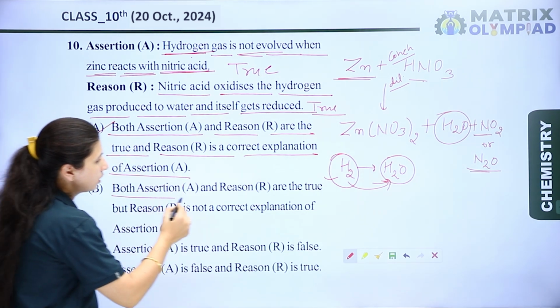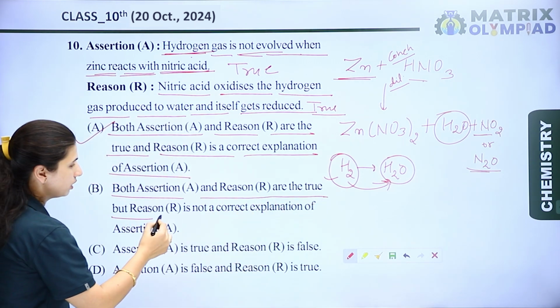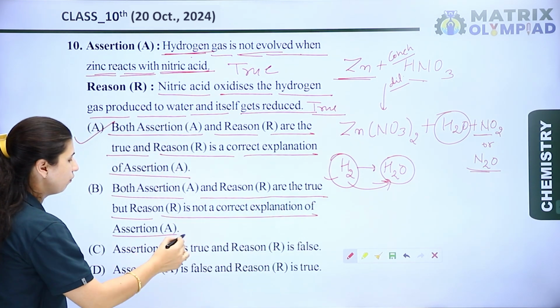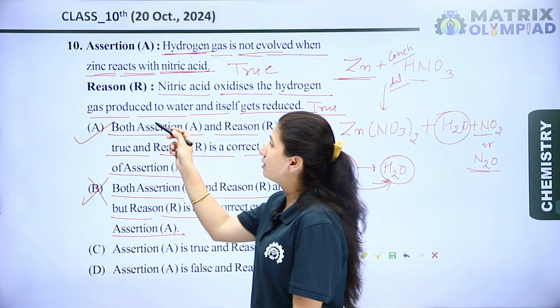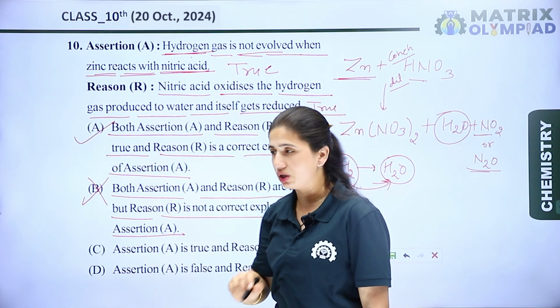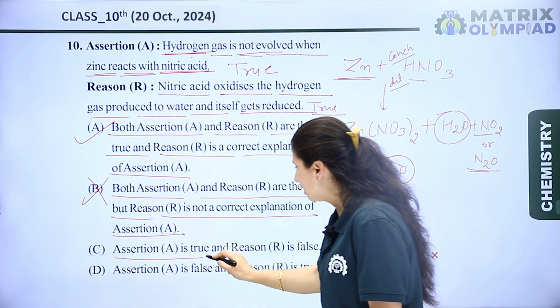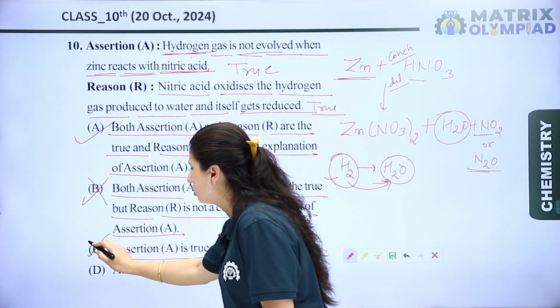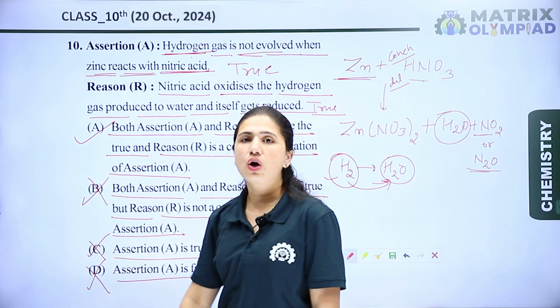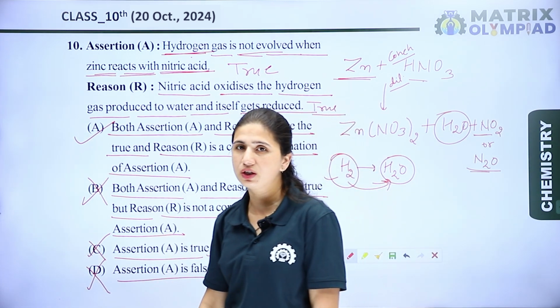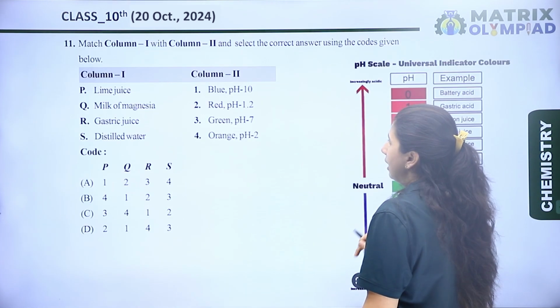Next is both assertion and reason are true, but the reason is not a correct explanation of the assertion. No, it is a completely wrong statement because we know that the reason is the correct explanation of the assertion. The next is assertion is true and the reason is false. It is also wrong. Assertion is false and the reason is true. So option A is the right option for this question. Now let's see the next question.